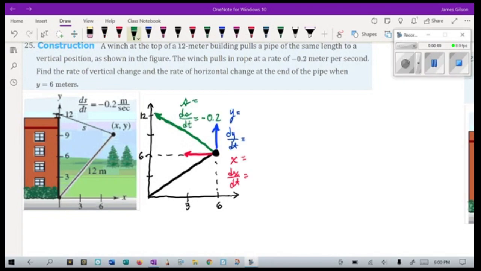If we take a moment to look at all of the possible variables that we might be working with, the only variable that we know remains constant is the rate at which the pipe is being pulled up to the building. Now, it should be clear that there are some right triangles in here that you can use to employ the Pythagorean theorem to relate these quantities. Let's look at how that might work.